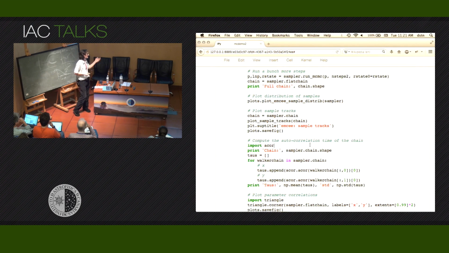So it'll give you a number like 10 or something, and that means every 10th sample is kind of uncorrelated, and you should keep every 10th sample.